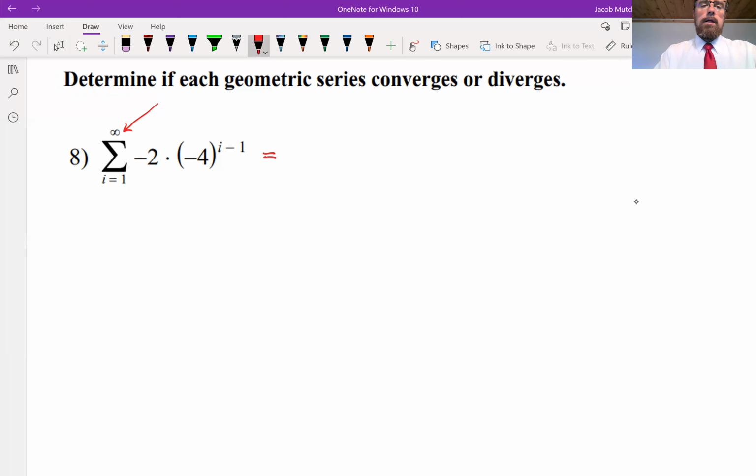So if I plug in that I value, I'm going to have -2 times -4 to the power of 1 minus 1. So that's power of 0. Anything to the power of 0 is 1. -2 times 1 is -2. So that's my first term. And since it's a series, I'll put plus instead of a comma.